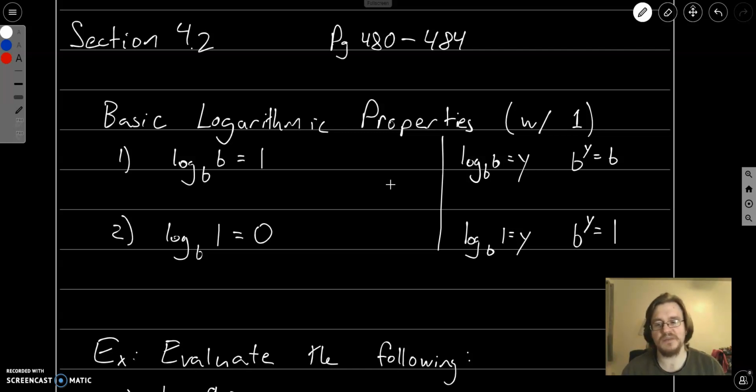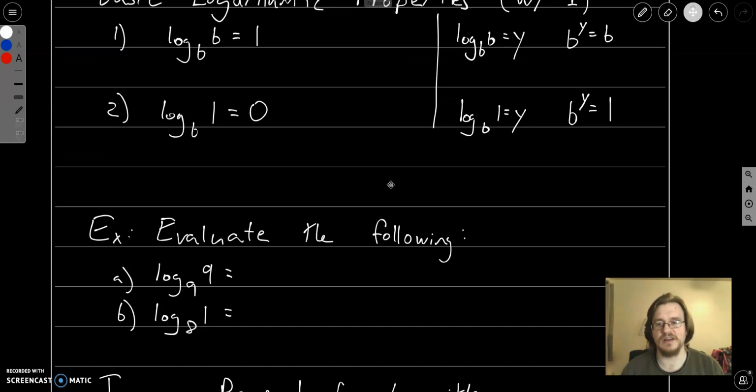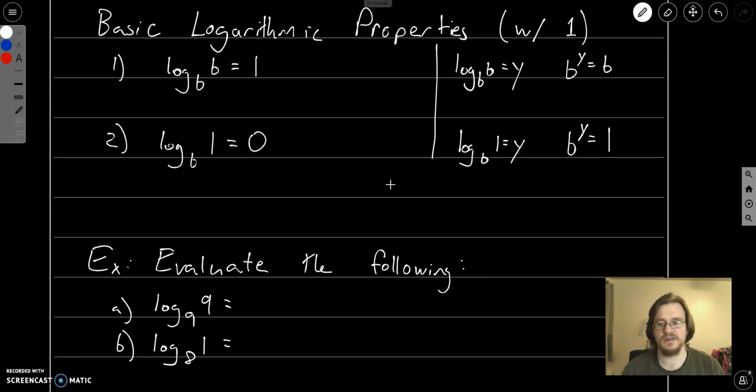It doesn't matter what b is in either of these instances. The log of something with itself as the base is always 1. And log base anything of 1 is always 0. Which means that sometimes logarithms are really easy to solve. Log base 9 of 9, that's just 1, since 9 to the first power is 9.